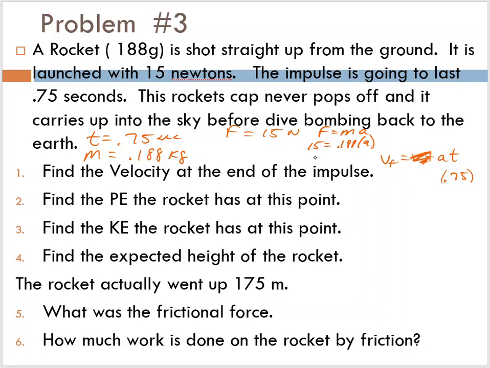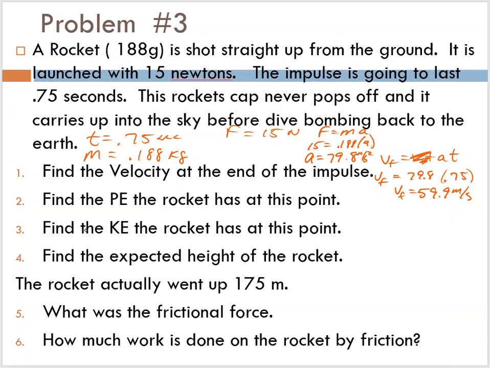You should be using a calculator. Just sitting here writing this down is not going to do you any good. The acceleration then is equal to 79.8 meters per second squared. So Vf here is equal to 79.8 times 0.75. So Vf is going to be equal to 59.9 meters per second. So at the end of impulse, this rocket is now going this much speed.